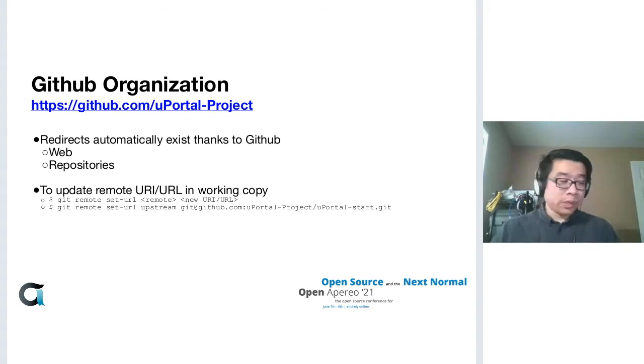So this quote-unquote reorg means that we'll have everything in one place, but at the same time, if you're going to use an old github.com/jsig or github.com/uPortal contrib URL, those are transparently being redirected to their new place under uPortal project. So even with Git repositories, if you do any kind of Git operations against your working copies, they would be transparently redirected to the new one until you go in and actually update your remotes.